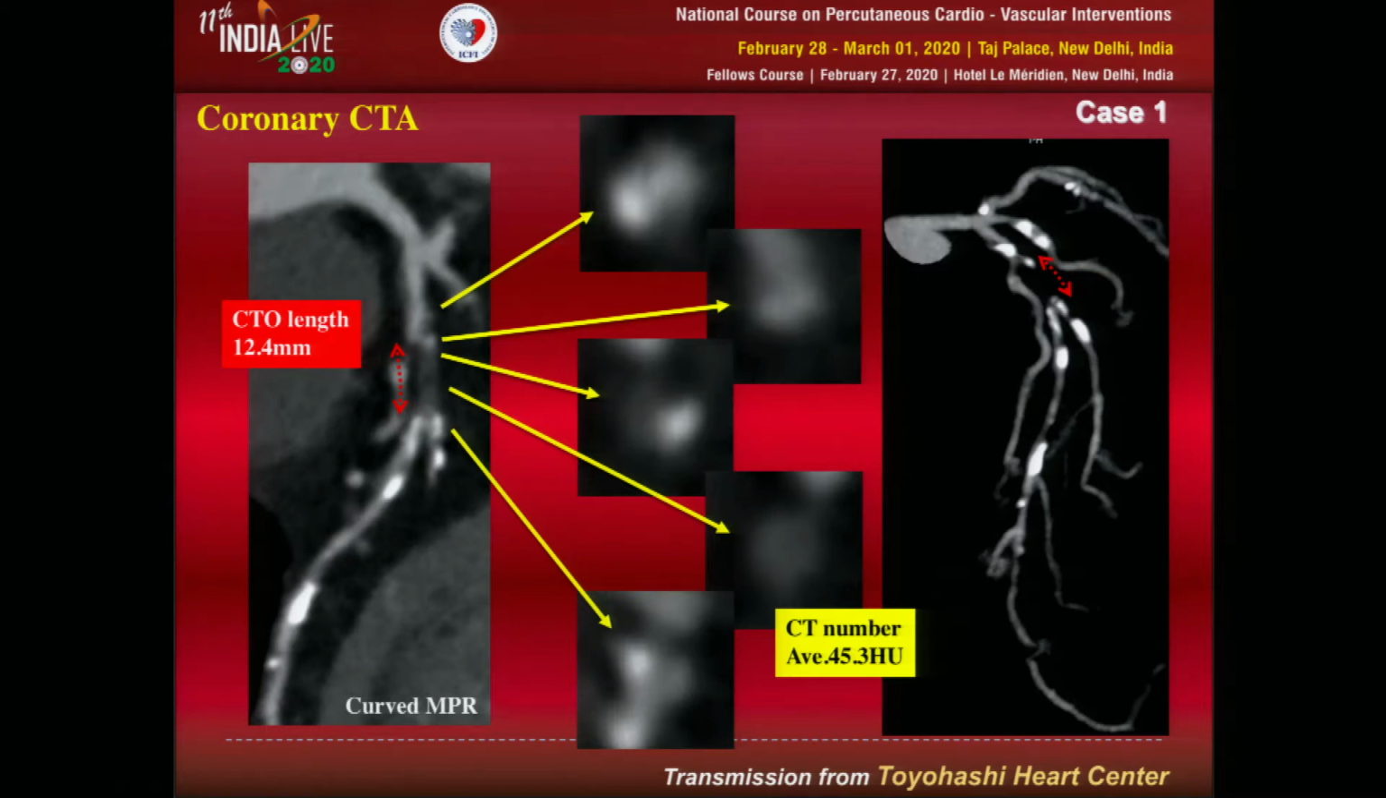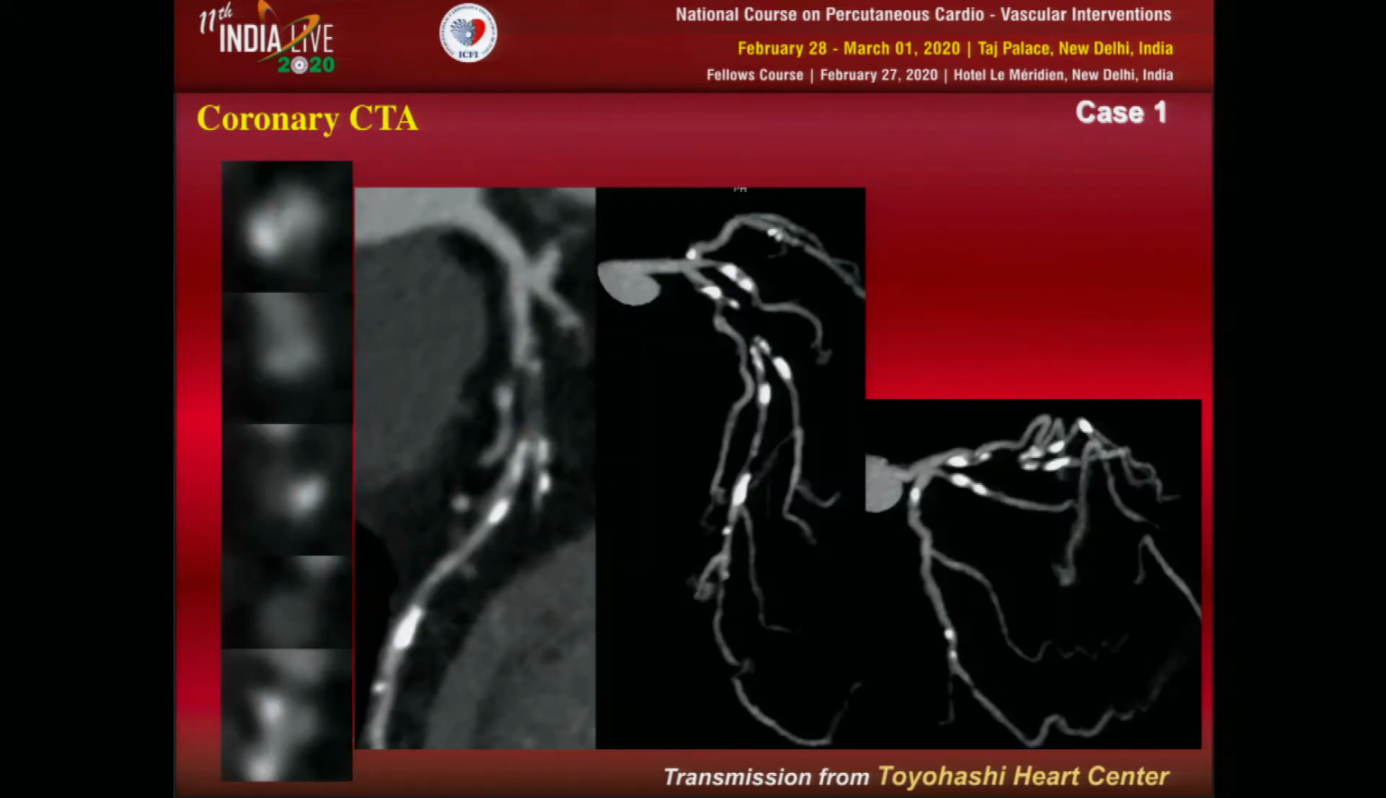And this is the cardiac CT. The cardiac CT shows the CTO length is around 12 millimeters. The major problem of this case is the blunt type of CTO entry, and at the entry there is some calcification. And this is also the cardiac CT, and that's all. So please start, Dr. Kato.